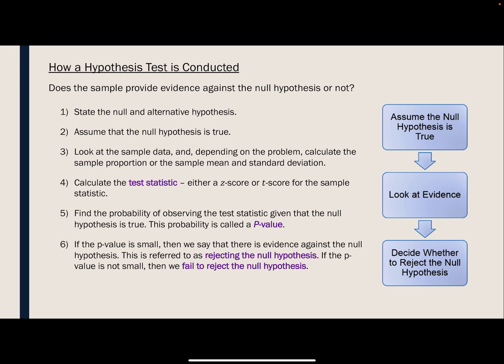So how do we show that our sample is a counterexample to the null hypothesis? We look at the probability of observing that sample proportion or sample mean given that the null hypothesis is true. If the probability of observing this sample is really, really low, then we can say that this sample doesn't just exist because of normal variation in samples, that there is something else there, that we have evidence against this null hypothesis.